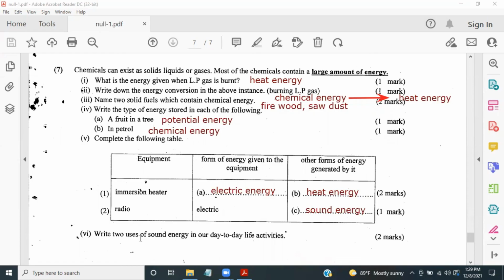Write two uses of sound energy in our day-to-day activities. For communication, and for diagnosing diseases. In the medical field also, ultrasound waves are used when diagnosing diseases.